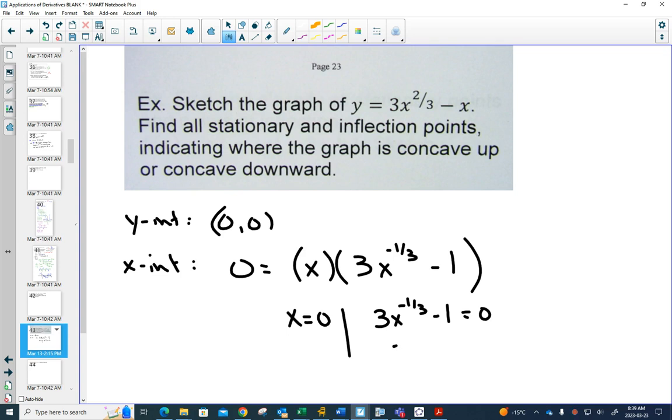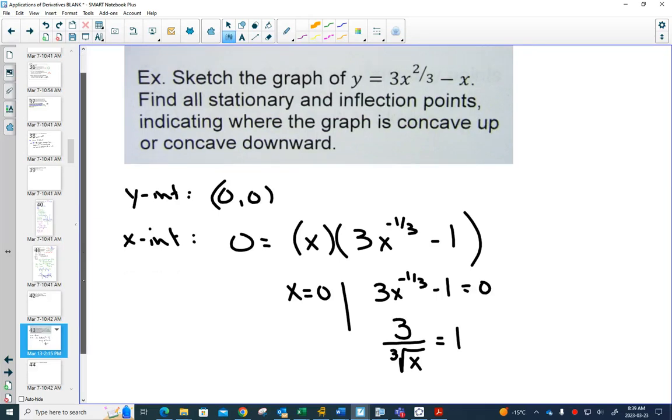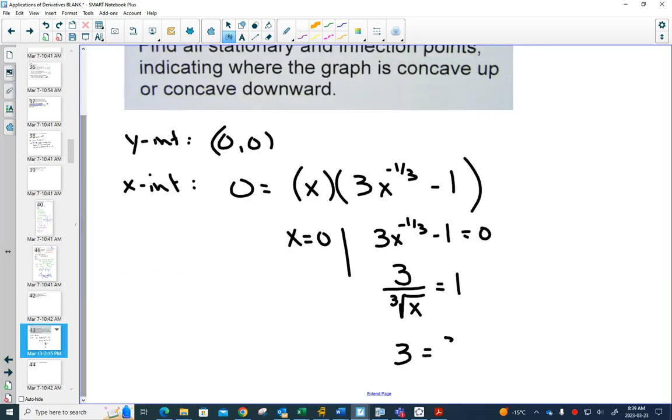So I could change the x to the negative 1/3 to the bottom and a cube root of x. I can move the 1 over. And if you're solving an equation with x on the bottom, you can multiply both sides. And then to get rid of a cube root, you could cube both sides. So none of the skills in that solving are anywhere out of what you've done in the past.